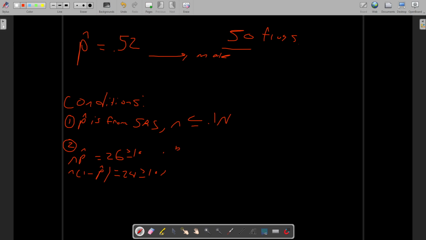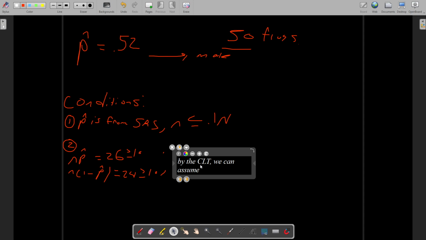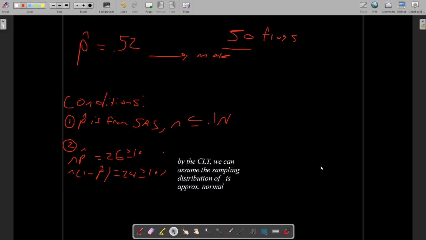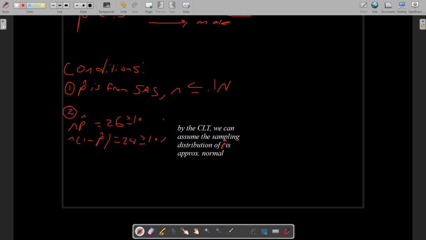So we say by, well, let me just type this out. By the CLT, we can assume the sampling distribution of p hat is approximately normal. Now, you see, I can't really write the hat in here, but you say p hat, right? The sampling distribution of p hat is approximately normal.